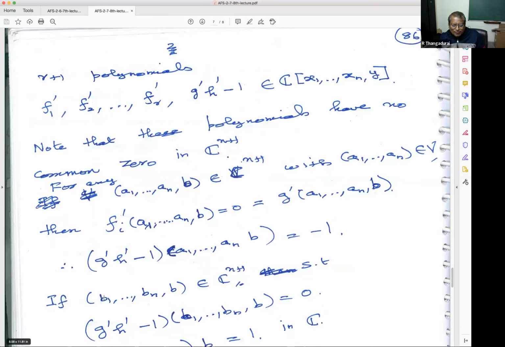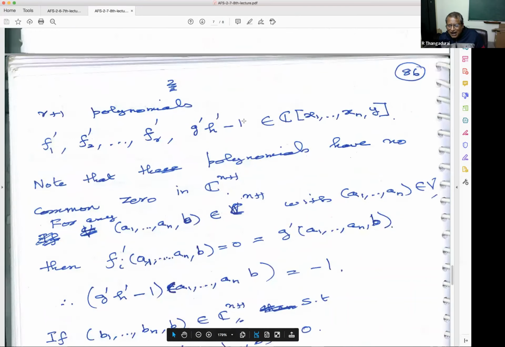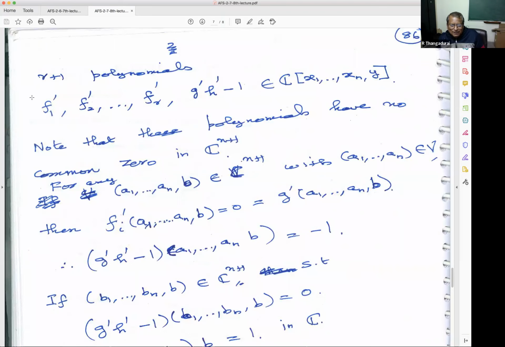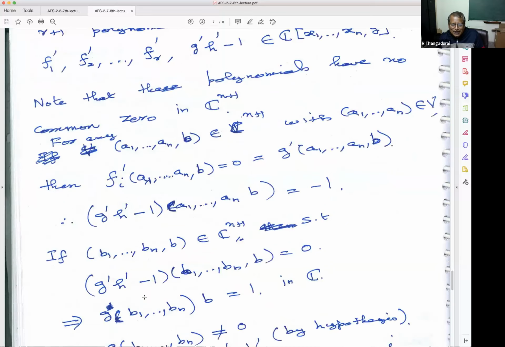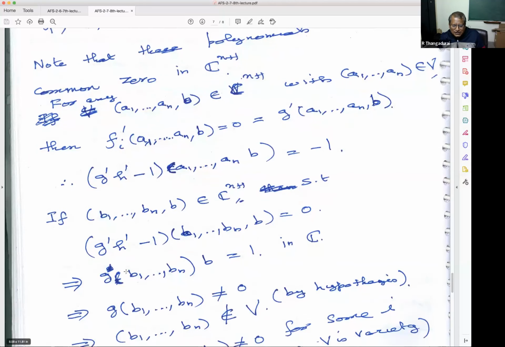So I take a point b1, b2, ..., bn and b, for which that last polynomial is 0. First we had taken points so that the first r polynomials were becoming 0. Here I am taking a point such that the last polynomial is becoming 0 when I plug in x1 equal to b1, x2 equal to b2, xn equal to bn, and y equal to b. That means g of b1, b2, ..., bn times b equals 1. Here I can assume that b is non-zero.